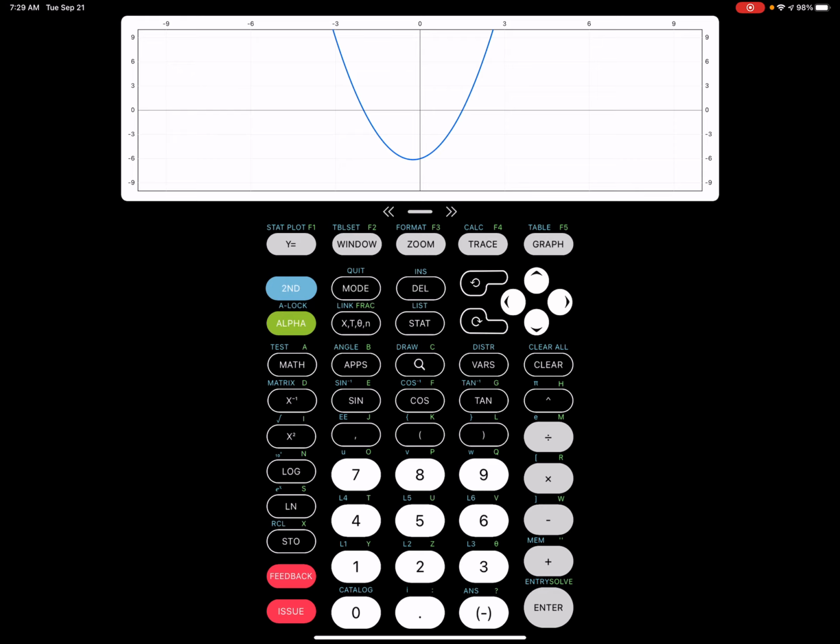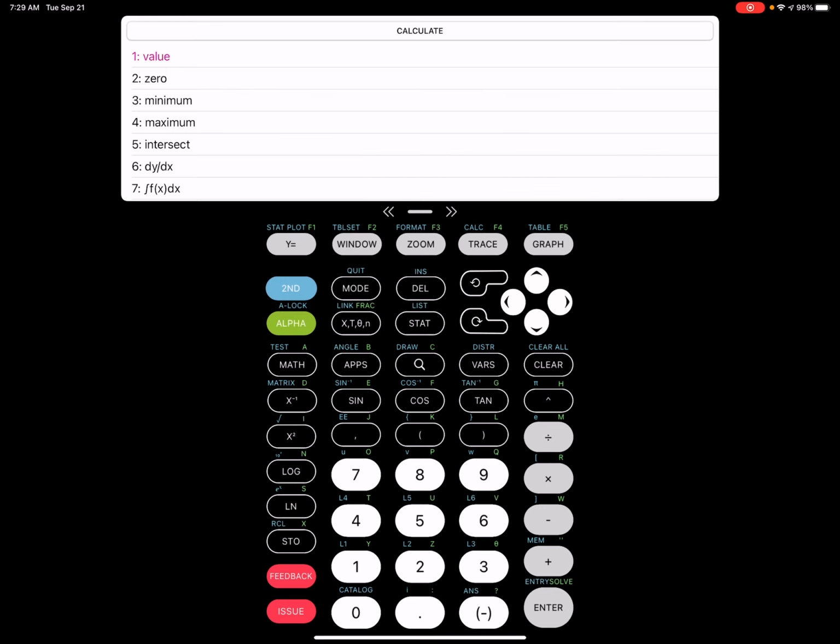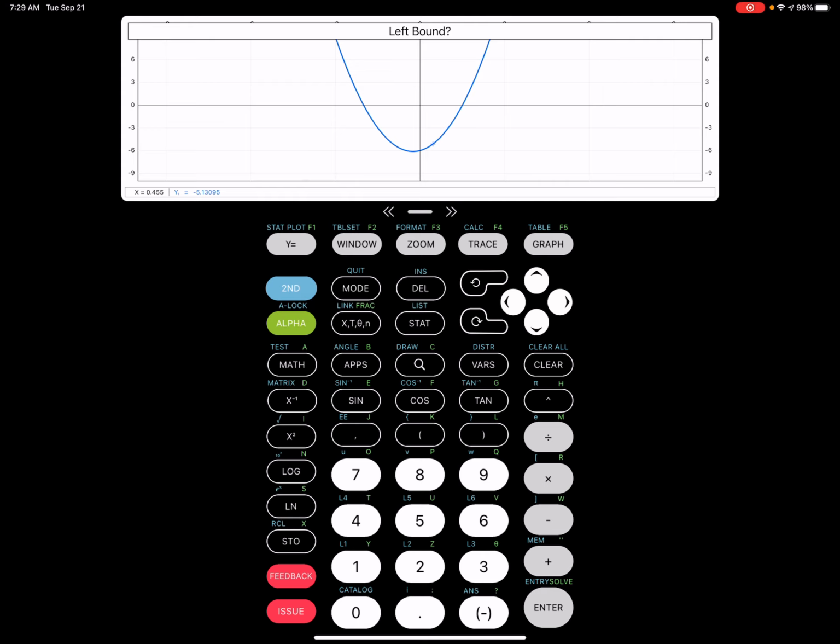So what I'm going to do is I'm going to go to second, trace, and I want to go to option number 2, which is finding zeros. And you're going to be asked to find a left bound. What I'm going to do is I'm going to arrow to the left until I'm on the left side of my first 0. Unfortunately, I cannot actually show you this on the screen because it won't let me show you. There's no highlighter or laser dot or anything. So I'm on the left side of that first leftmost 0, and I'm going to push enter.